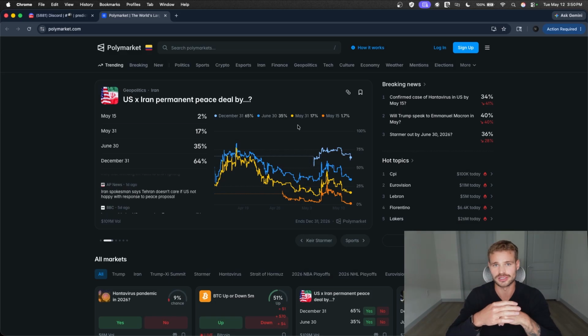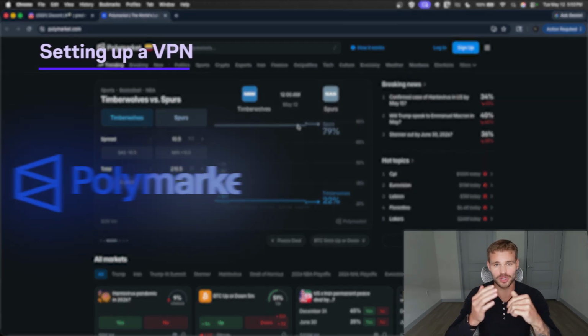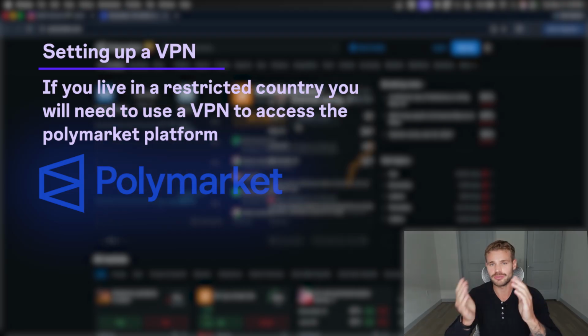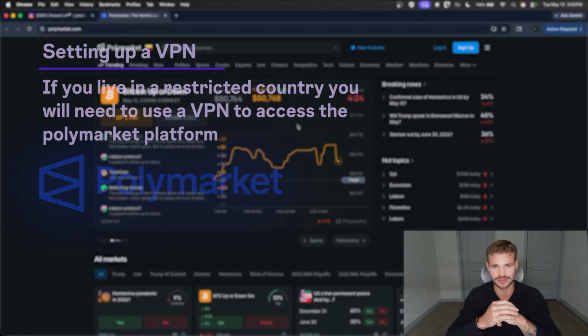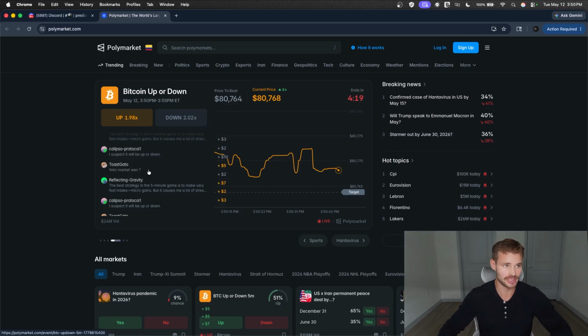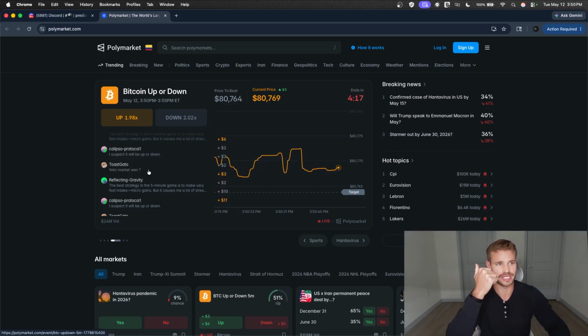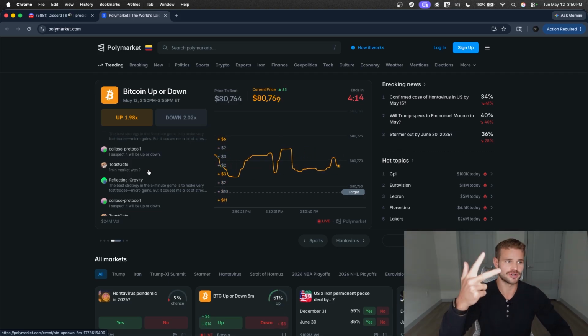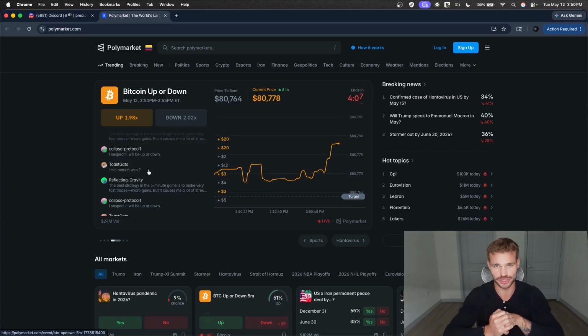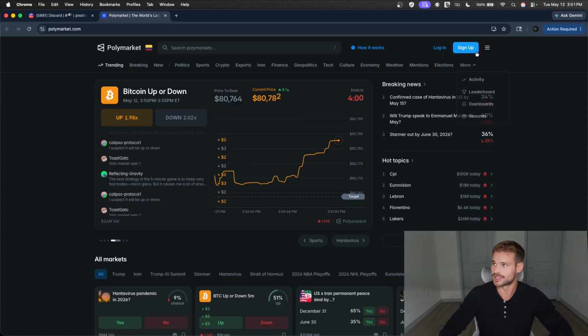The next step after this is setting up a VPN. Polymarket is banned in 34 different countries, and that includes the United States. So you will need to use a VPN to bypass restrictions. I currently live in the United States and use Colombia as my area to bypass, but you can generally use any country in Latin America, parts of Asia, Africa, and some European countries to bypass if you are in a restricted region. So once you have your VPN set up, you're going to go to sign up.